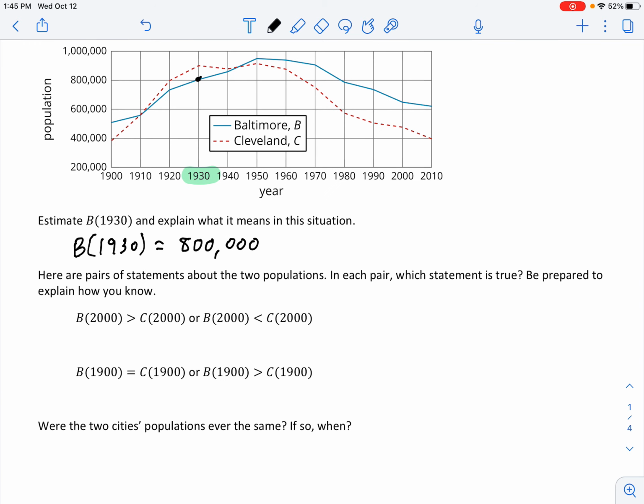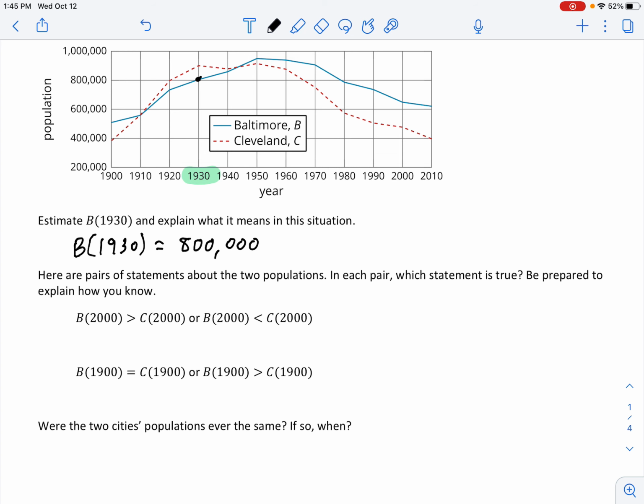Next thing it says, here are pairs of statements about the two populations. In each pair, which statement is true? Be prepared to explain how you know. So the first one we have, b of 2000 is either greater than c of 2000 or b of 2000 is less than c of 2000.